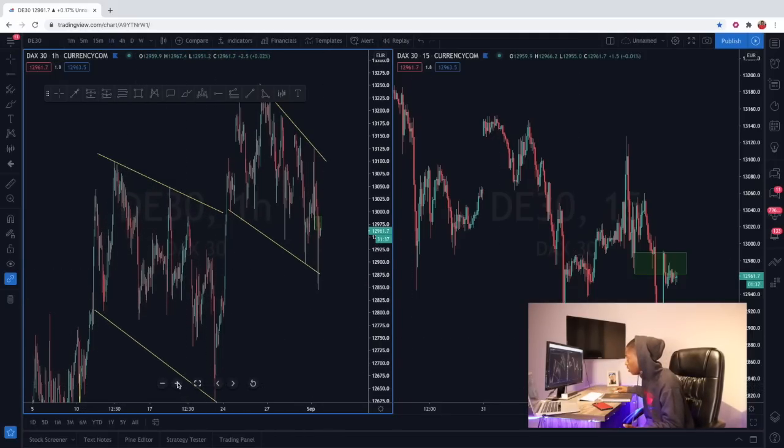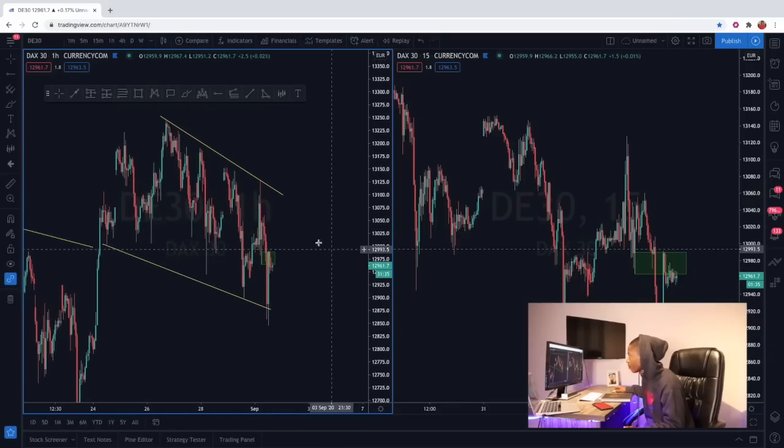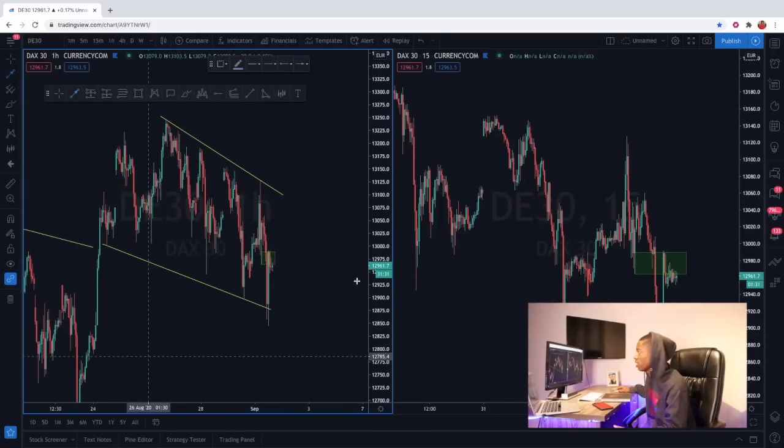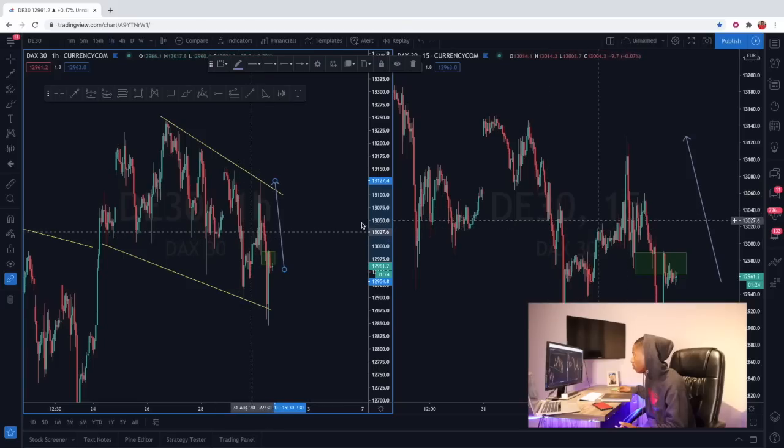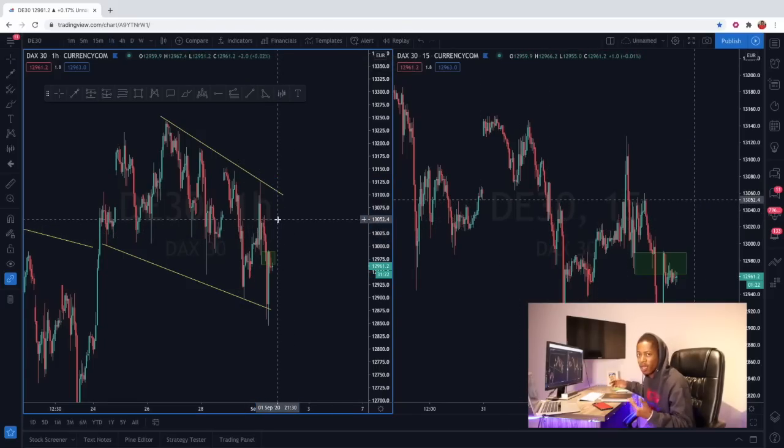So let me zoom in here on the 1 hour chart. Also, in the mini course, I'll show you guys how to set up your charts to have multiple charting screens, so you can take a look at the charts from different perspectives.